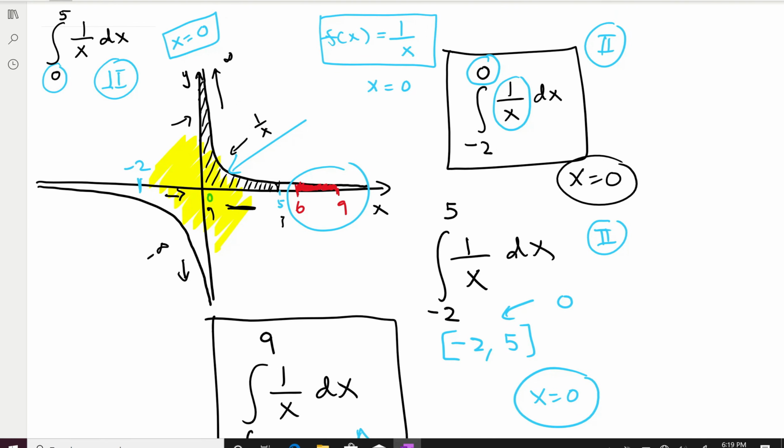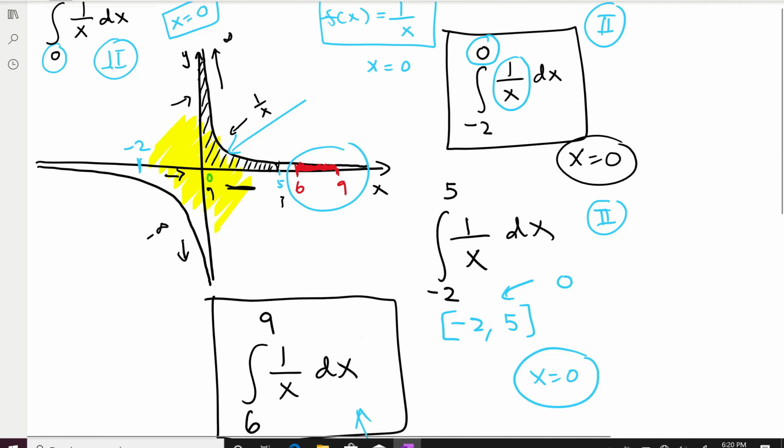All right, so that's how you identify type 2 improper integrals. So let's do a quick summary before we go to the next video. Type 1 improper integrals, how do you identify them? Well, if you have infinity or negative infinity or both in the limits of the integral, there you go, that's a type 1 improper integral.